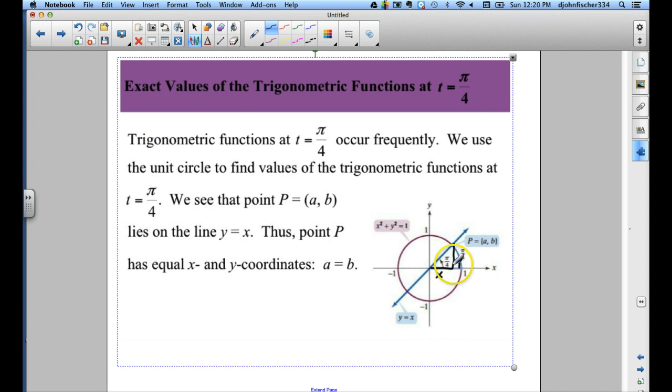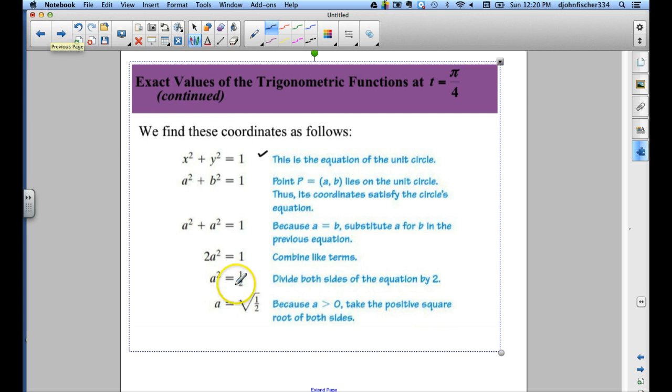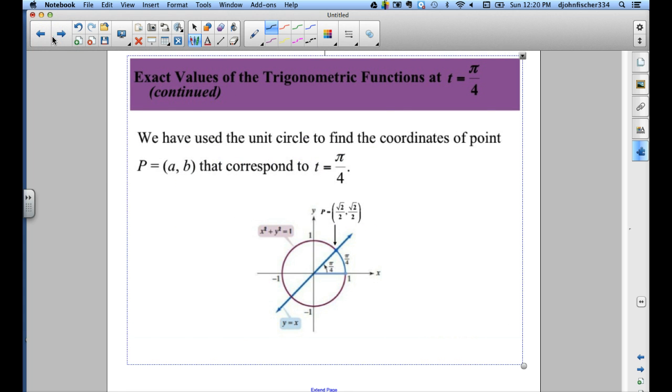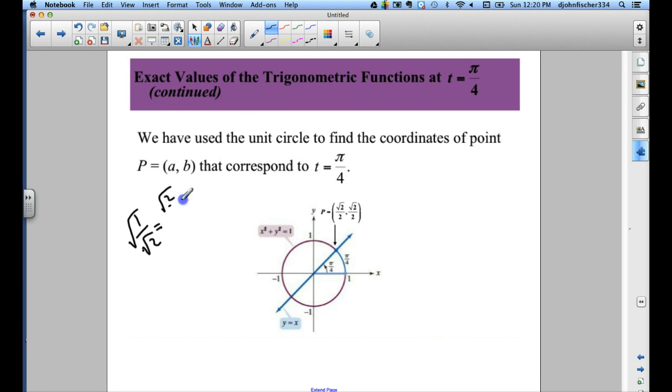But if we look back at the picture, a stands for this side or this side. Both have to be positive. It's a side length here in the first quadrant. Since it's in the first quadrant, a has to be positive, so a is equal to the square root of 1/2. If we rationalize, the square root of 1/2 is the square root of 1 over the square root of 2, which is square root of 2 over 2. Both sides have to be the same. So x and y are both square root of 2 over 2. That's how we get our values for pi over 4.